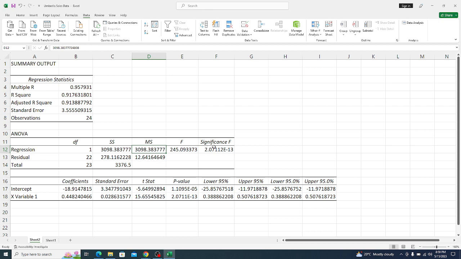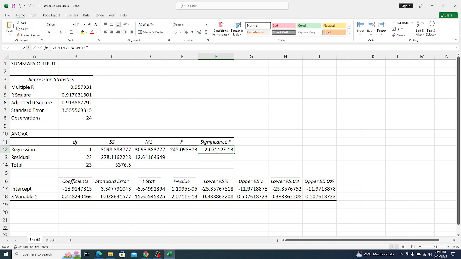And then we have the F significance. This is a very important point to focus on when dealing with this kind of analysis. We usually compare this F significance value with what we call the p-value, and the p-value is majorly used as a benchmark to show the reliability of a model.